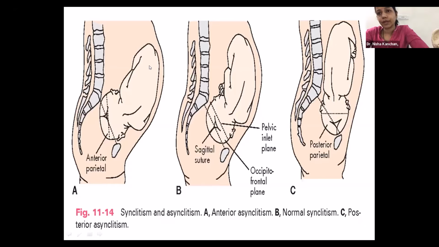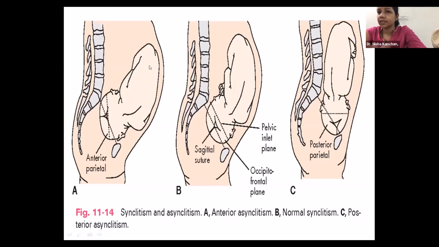If you look at picture C, the sagittal suture is deflected towards the pubic symphysis anteriorly. It is closer to the pubic symphysis. So when you do PV examination in this patient, the bone which you feel is the posterior parietal bone. So this is called posterior asynclitism. So asynclitism is not named on whether the sagittal suture is deflected anteriorly or posteriorly. It is actually opposite. If the sagittal suture is deflected posteriorly, it is anterior asynclitism. And in figure C, the sagittal suture is deflected anteriorly, so it is posterior asynclitism, depending upon which parietal bone you are feeling on PV examination.